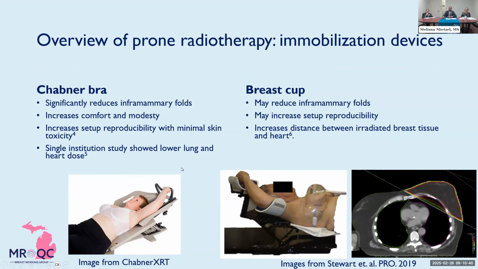The breast cup, similar to the Chabner bra, reduces the inframammary folds. It could increase setup reproducibility and also increases the distance between the irradiated breast tissue and the heart. So as shown in the image, this is the breast cup here, and how it looks during the treatment plan is that it brings the breast tissue further away from organs at risk, such as the lung and heart. So this is the treated breast compared to the contralateral breast that does not have the breast cup.